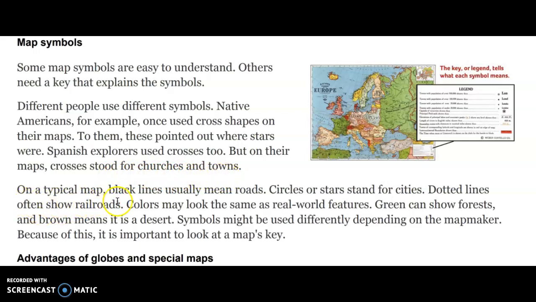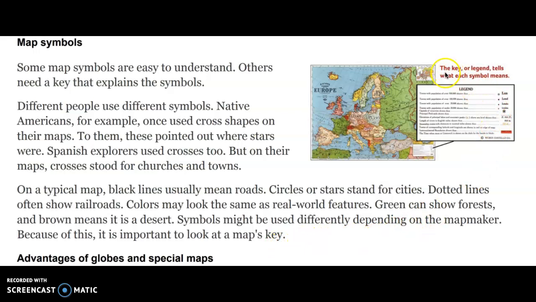On a typical map, black lines usually mean roads. Circles or stars stand for cities. Dotted lines often show railroads. Colors may look the same as real-world features. Green can show forests, and brown means it is a desert. Symbols might be used differently depending on the map maker. Because of this, it is important to look at a map's key.